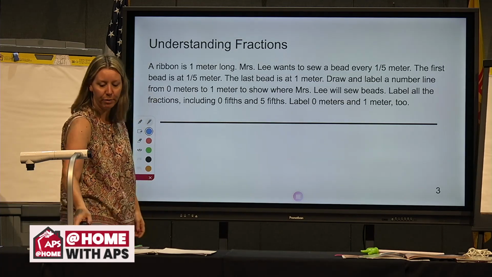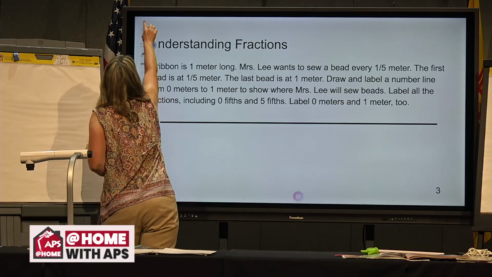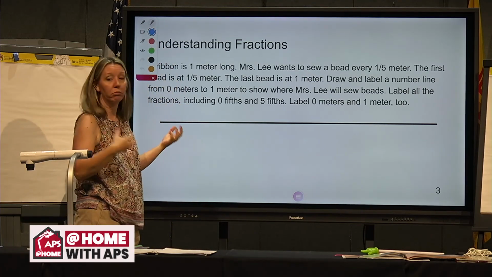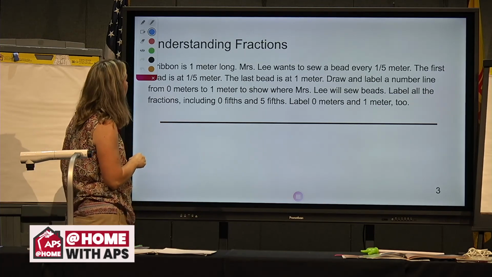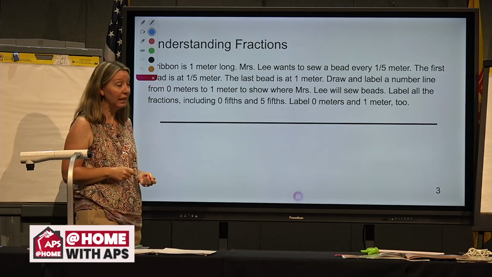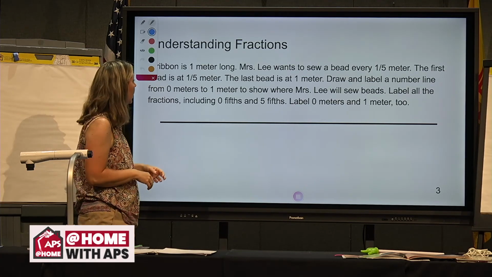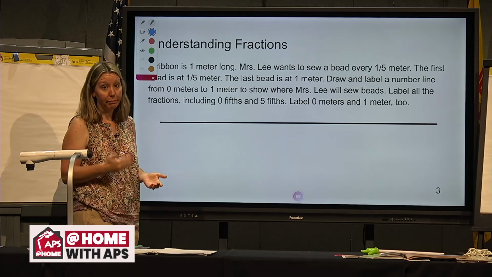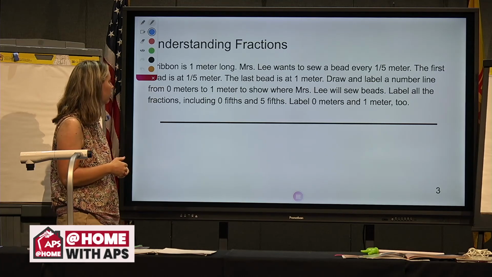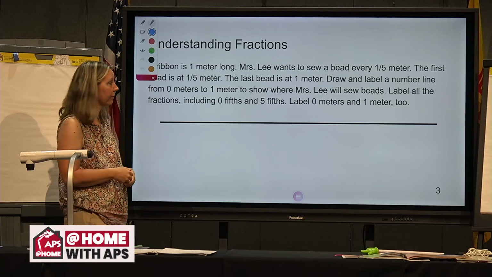We're moving away from Andre. So a ribbon is 1 meter long. We're told it's 1 meter. Perfect. Mrs. Lee wants to sew a bead every 1/5 meter. The first bead is at 1/5 meter. The last bead is at 1 meter. Draw and label a number line from 0 meters to 1 meter to show where Miss Lee will sew the beads.